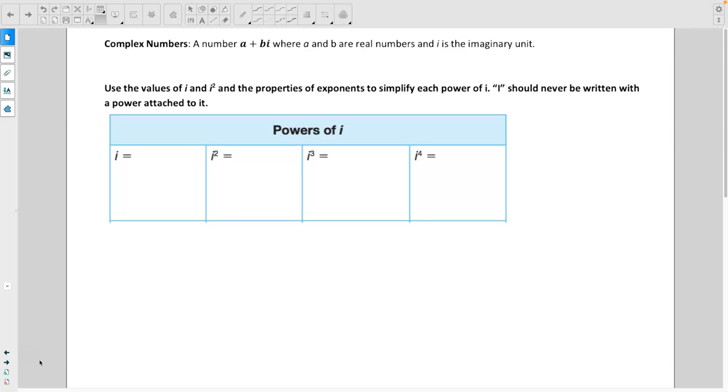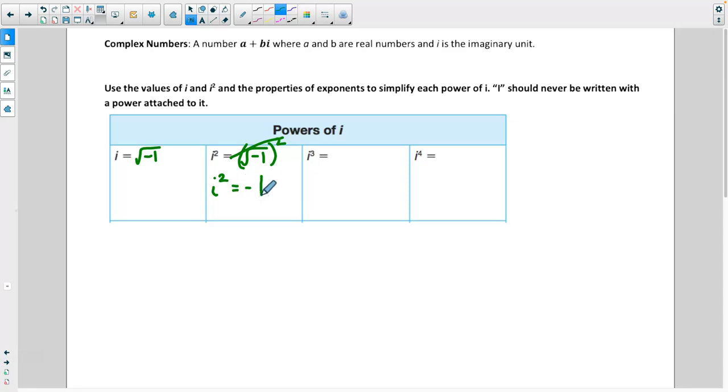All right, so i is equal to the square root of -1. So if you ever have a negative number inside a square root, you just get rid of it and put i on the outside. So nothing too crazy there. i squared is going to be the square root of -1, squared. Squares and square roots, what do they do? They cancel. So I'm left with i squared is equal to -1.